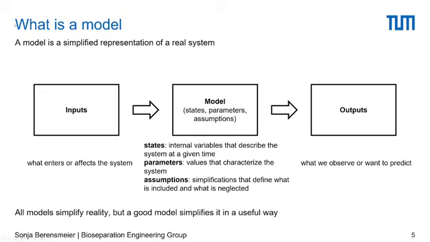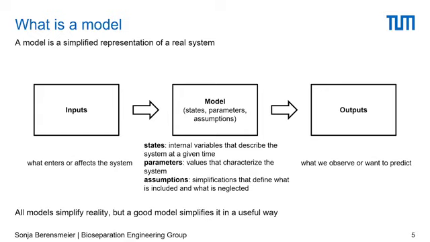Then a big thing to clear up is what actually is a model. We're going to be talking about models a lot. When we talk about models, we mean a system that is a simplified representation of a real system. This model, or this simplified representation, has inputs. So these are parameters or important information that enters or affects the system. This could be the concentration of a target molecule. This could be the temperature of our process.